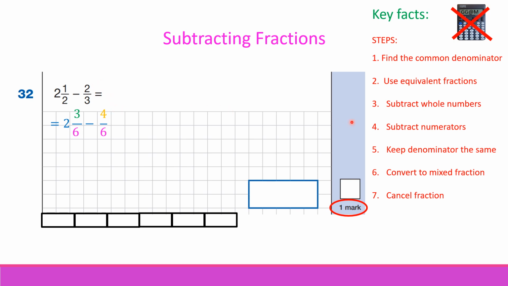From here, we're going to look at subtracting the whole numbers. Then we're going to subtract the numerator and keep the denominator the same. So for step 3 to 5, I've got 2 whole ones, take away nothing is just 2 whole ones. Then the numerators, I've got 3 take away 4.